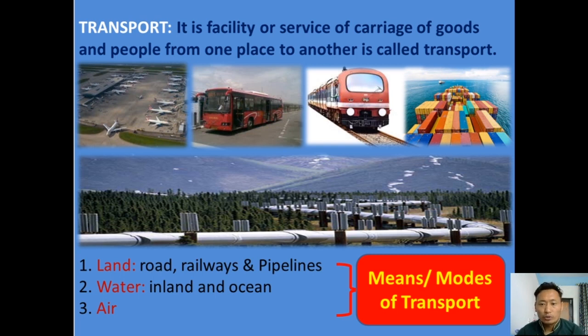Next, we are going to learn about the means and modes of transport. The main theme of the chapter is the means and modes of transport that we are going to learn one by one. First, land transport. In land transport, we have three types: roadways, railways, and pipelines. The second one, water transport, is further divided into two: inland waterways and ocean waterways. And lastly, we are going to learn about air transport. So this is the main theme of the chapter. From this chapter, we are going to learn about land and water transport one by one.